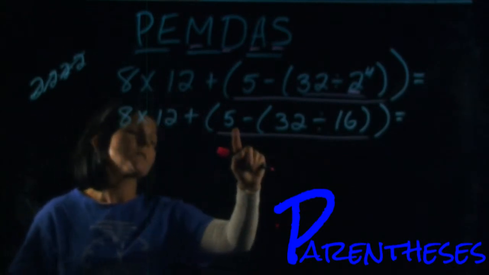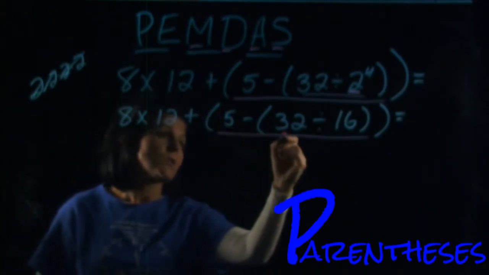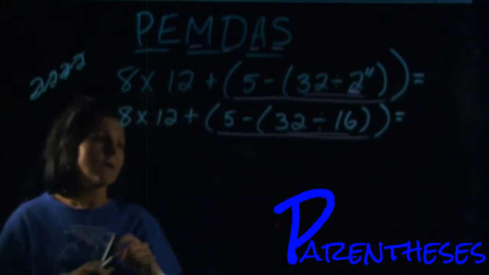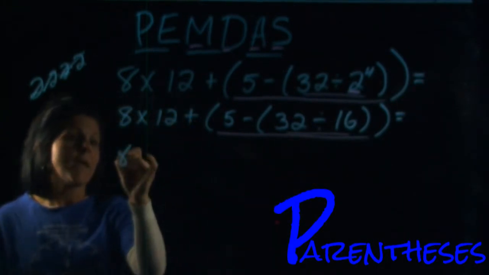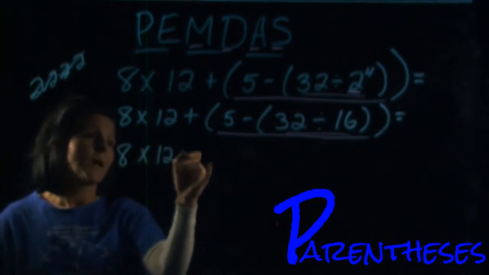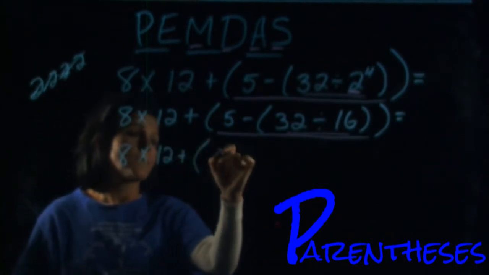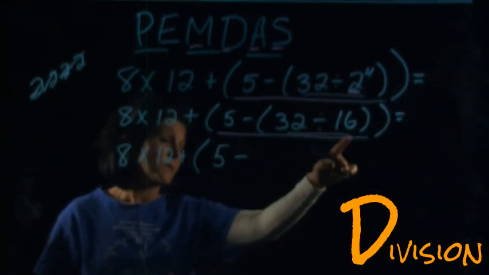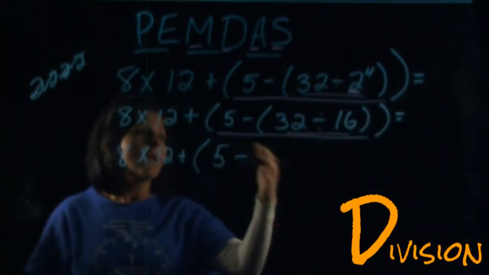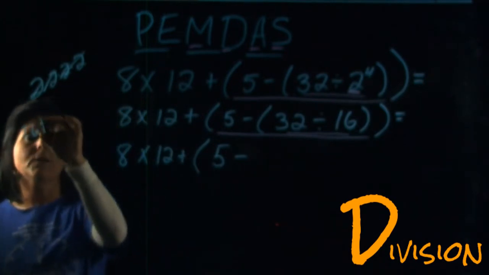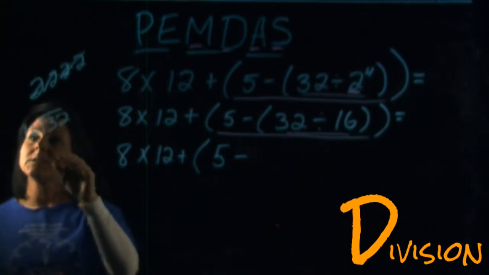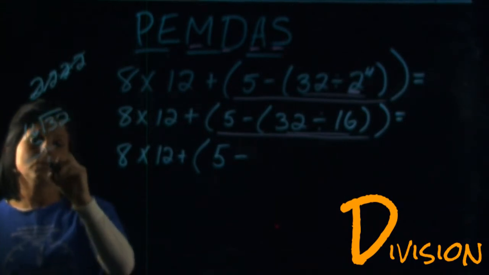I look within this. Inside these parentheses, I actually have another set of parentheses. So that's what I'm going to do next. I write exactly what I have: 8 times 12 plus, still have those big parentheses, 5 minus. I'm actually going to do 32 divided by 16. And again, if you needed to do that over here, you could, but you should know your math facts. 32 divided by 16 is 2.